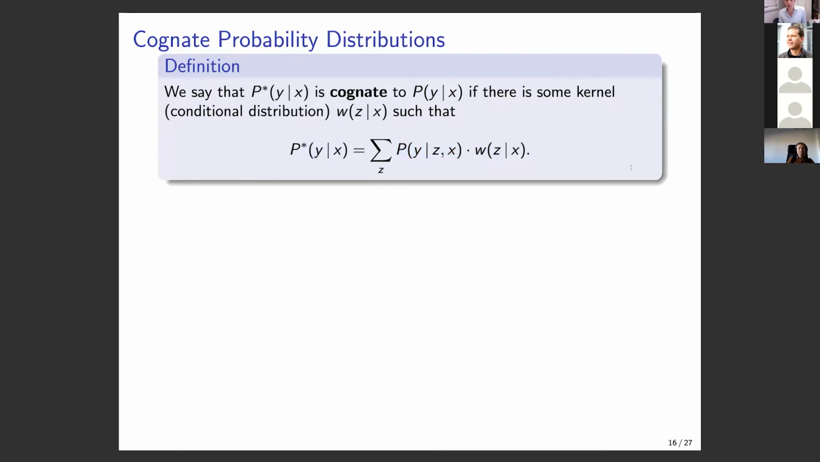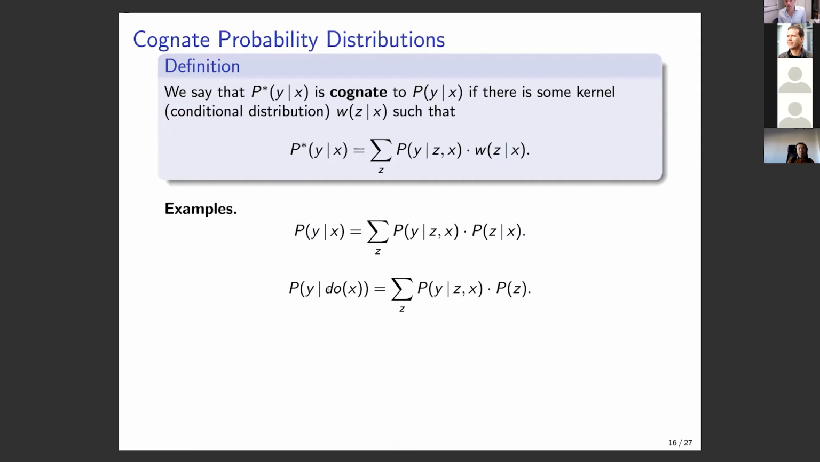So, okay, that seems quite abstract. Let's have some examples. Reassuringly, P of y given x is cognate to itself. If I choose this conditional distribution, then I will get back just P of y given x. P of y given do x is also cognate to P of y given x, because if I just put in the margin for z, assuming that causal ordering I showed you in the cartoon, then this is just the G formula, which will recover P of y given do x.